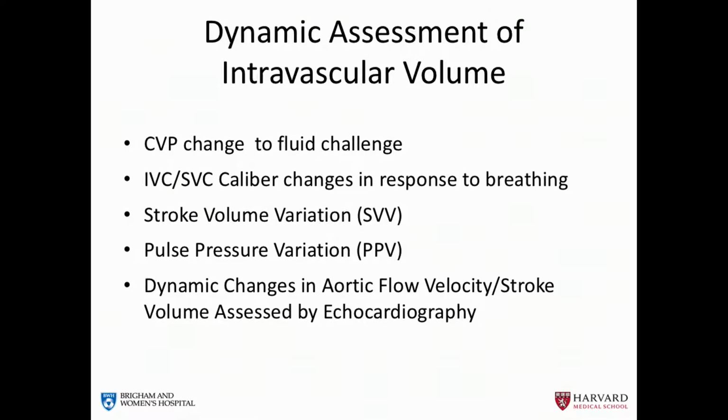Now, if we want to switch gears to the more dynamic assessment of intravascular volume, we're really thinking about a number of different measurements. We want to think about central venous pressure and how it might change relative to a fluid challenge. We want to think about possibly using ultrasound to look at the inferior vena cava and any changes in the caliber of that vessel in response to breathing as well as fluid challenge. We can think about stroke volume variation and pulse pressure variation, which I'll show you examples of. And then we can also think about using echocardiography to look at dynamic changes in the aortic flow velocity and stroke volume that we can get a hint at from echo.